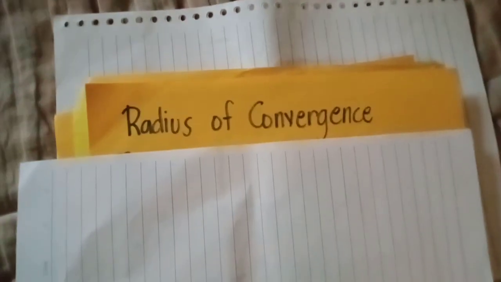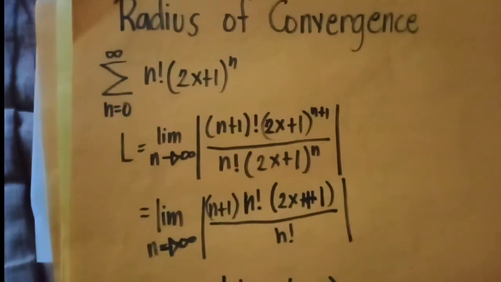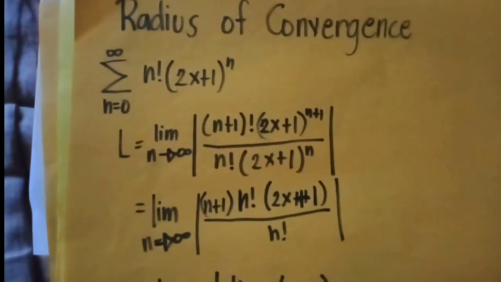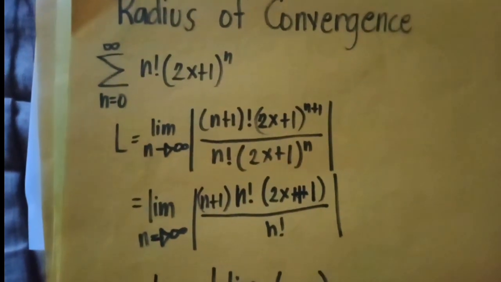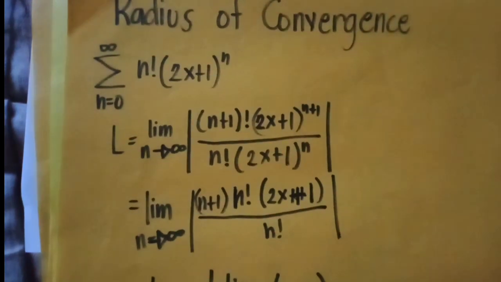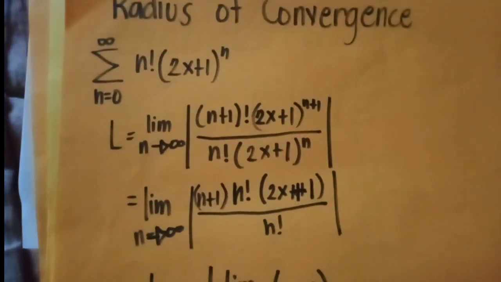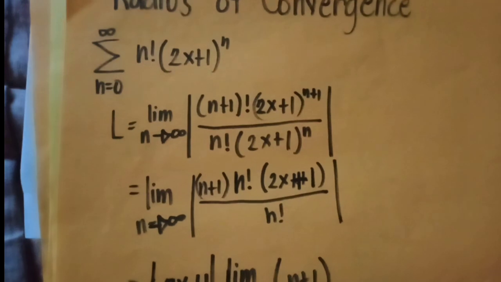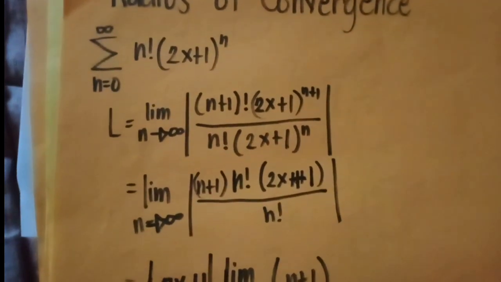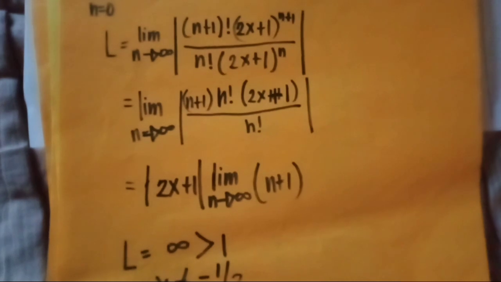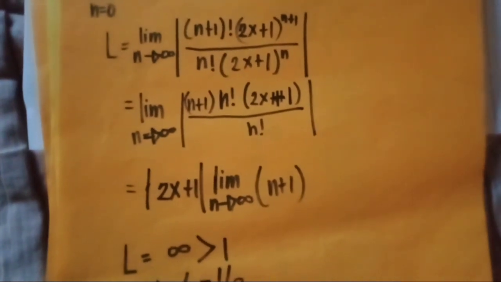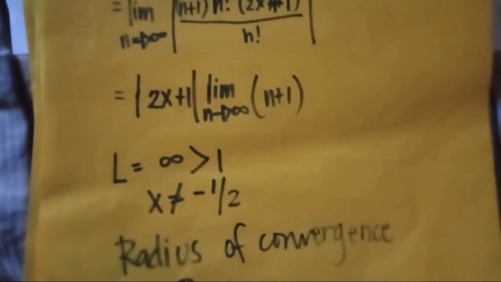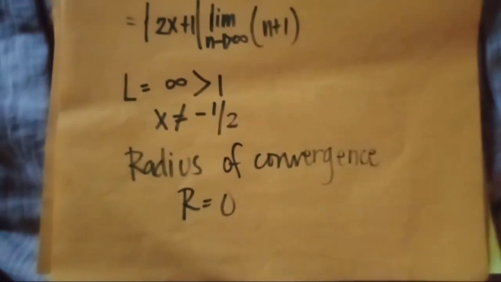So we have here an example. The summation of n factorial times (2x plus 1) raised to n, n equals 0 to infinity. So let's get the limit as n goes to infinity of the absolute value of (n plus 1) factorial times (2x plus 1) raised to n plus 1 over n factorial times (2x plus 1) raised to n. So the limit as n goes to infinity of (n plus 1) times n factorial times (2x plus 1) over n factorial. The absolute value of 2x plus 1, limit as n goes to infinity times n plus 1. So we have here the limit is infinity, which is greater than 1. So x is not equal to negative 1/2. So the radius of convergence is equal to 0.